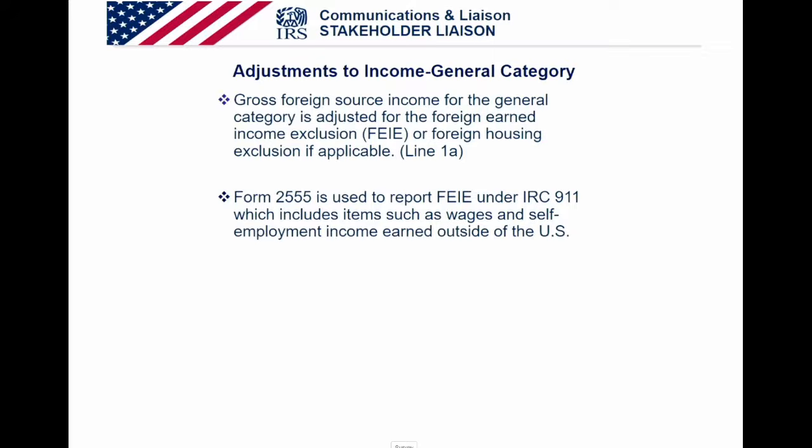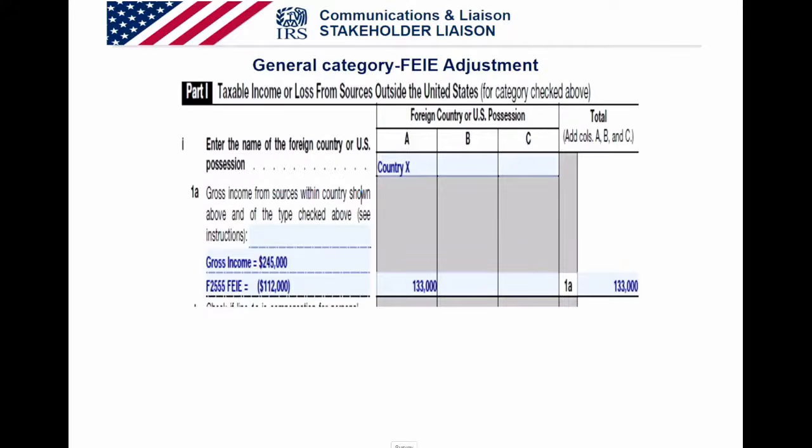And now we're going to take a look at an example. So here the facts are: a taxpayer files a 2022 tax return and includes a Form 1116 general category form. The taxpayer was employed in country X. The total gross foreign wages were $245,000. And the taxpayer qualifies for the foreign earned income exclusion of $112,000 as reported on the Form 2555. The taxpayer will enter country X in column A and $133,000 on Form 1116 Part I, line 1a.